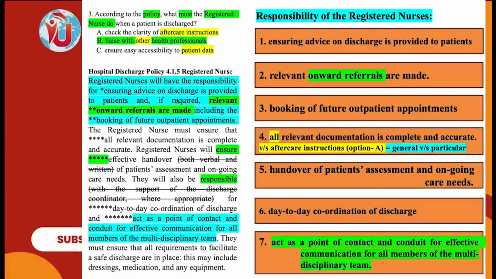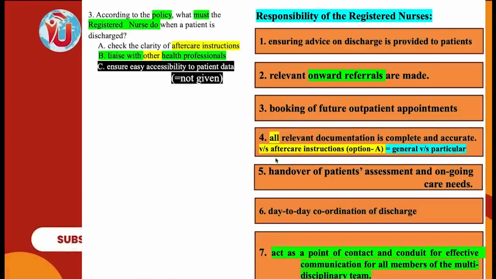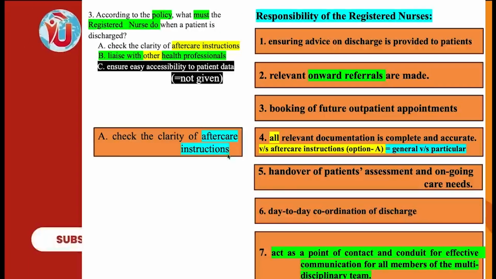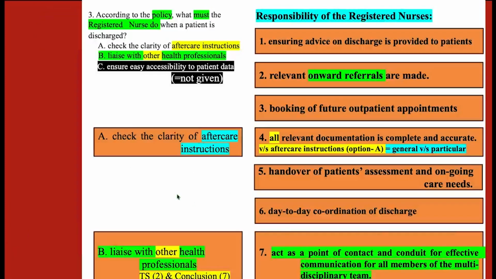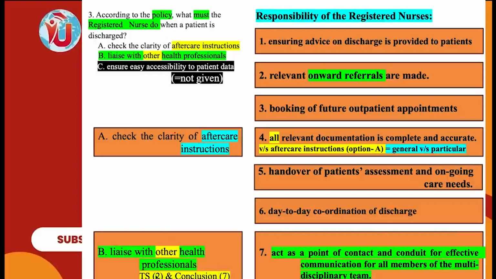So just let's see these 3 options. See, this 4th option is A1. Check the clarity of aftercare instructions. But we said that is not the same. Both the statements are not the same. One is general, the text speaks general, and the option A speaks particular. And liaise with other health professionals. That is in the topic sentence, as well as the 7th responsibility of the nurse.